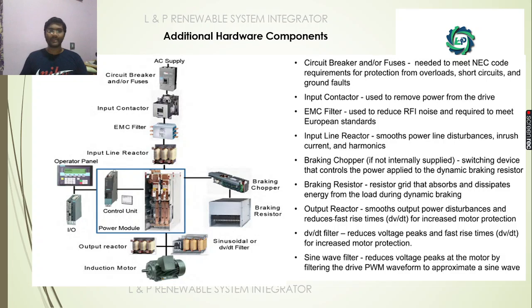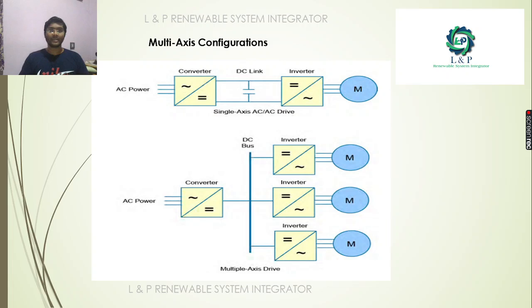We need to have an AC supply first, then a circuit breaker or a fusing system, input contactors, EMC filters, and we can have input line reactors. And we have sinusoidal voltage filters and output reactors. At last we can use induction motors. But apart from it, there will be a control unit, power module, braking chopper, braking resistors, operating panel, and input and output modules. So we can go for multi-axis configuration also.